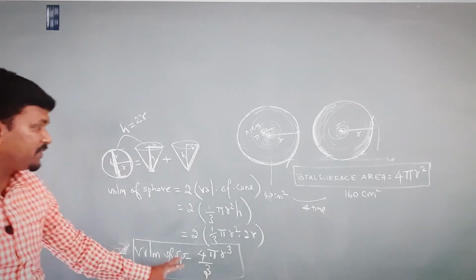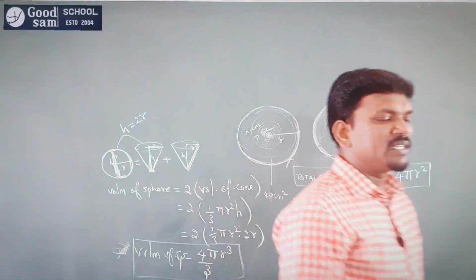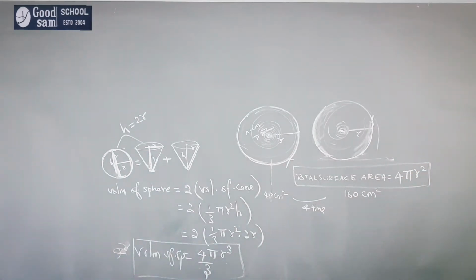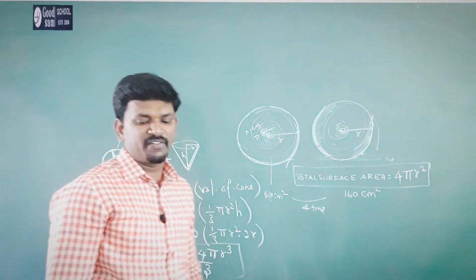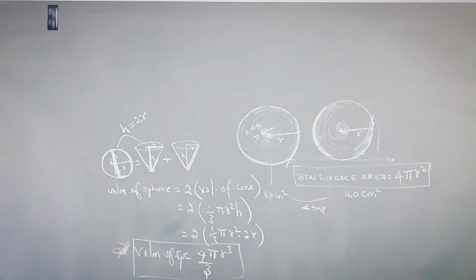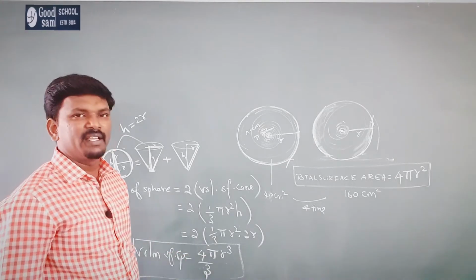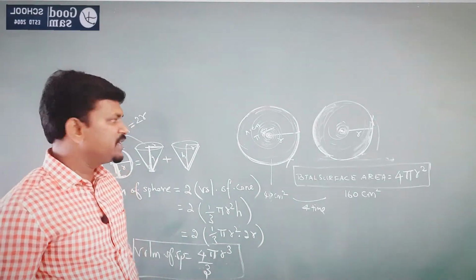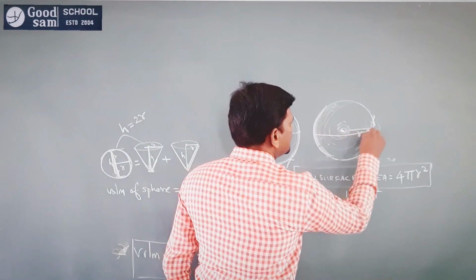This is the volume of the sphere. Very simple concept. For a sphere, there is no special curved surface area. The surface area of a sphere is 4 pi r square and the volume of the sphere is 4/3 pi r cube. Then when you think about the hemisphere, see, if we cut it, a hemisphere.